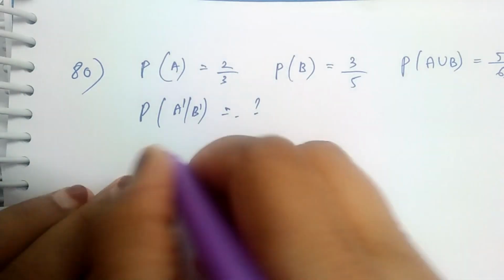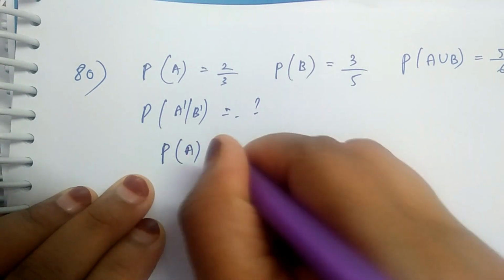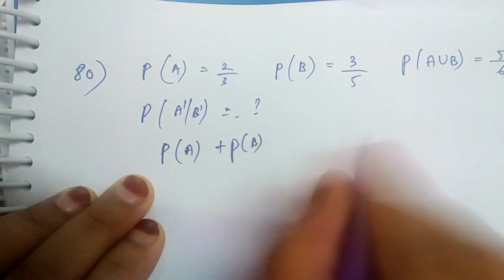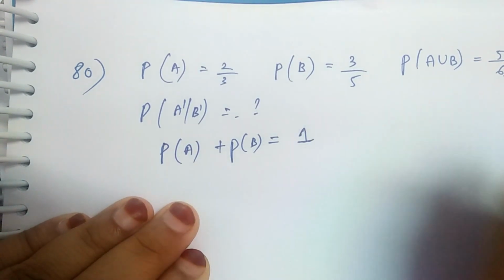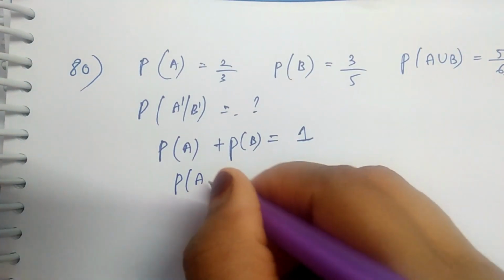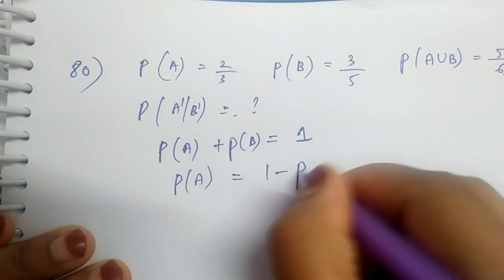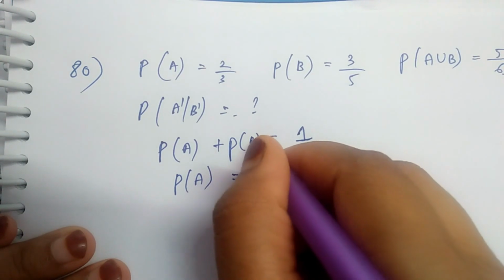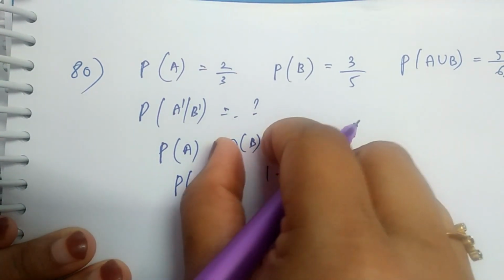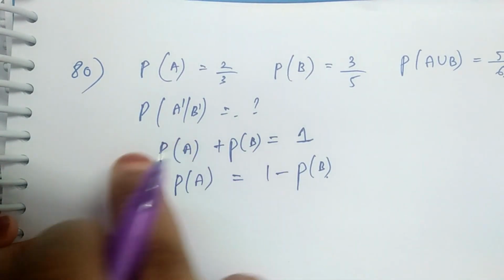And basically we know that the probability of A plus the probability of B, for two events to happen, will end up at 1, not more than 1, right? The probability of A is 1 minus the probability of B. Suppose this probability of B is an event which is not happening, and the probability of A is an event which is happening.